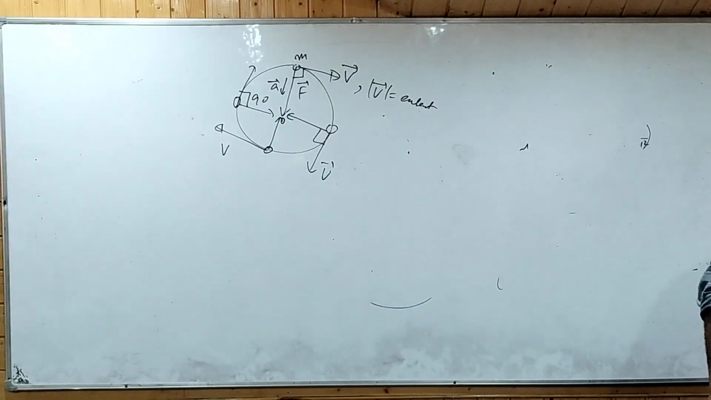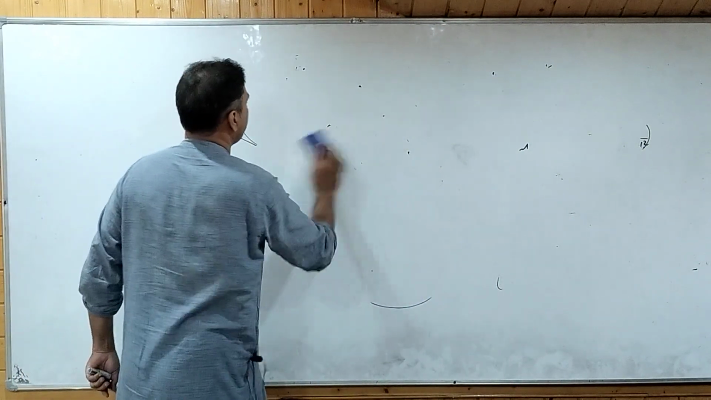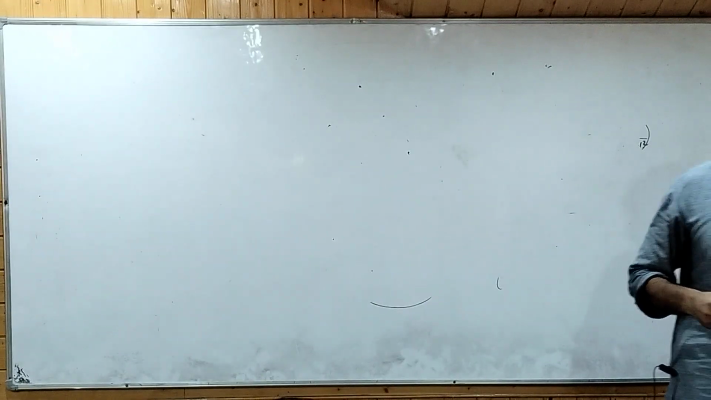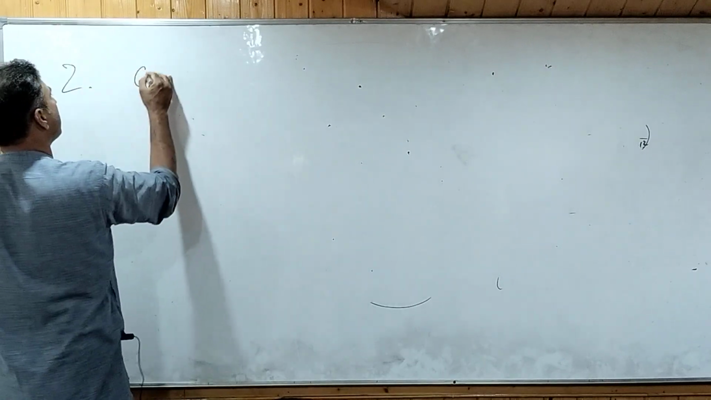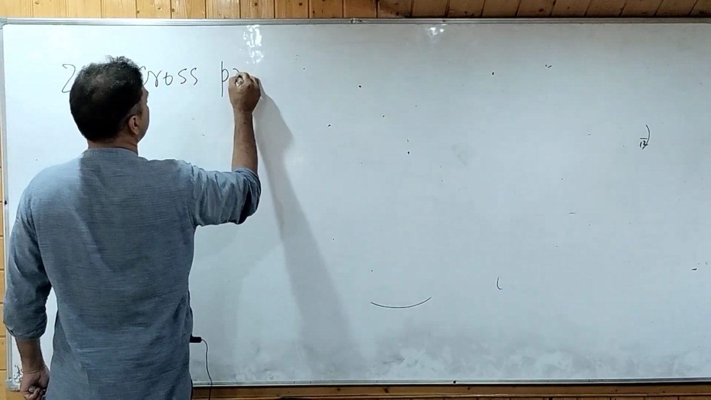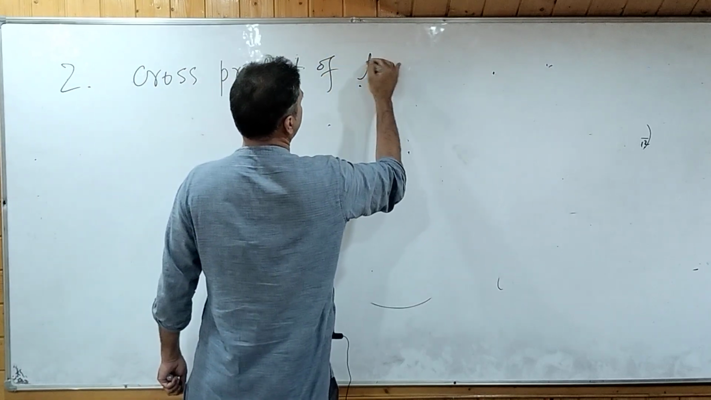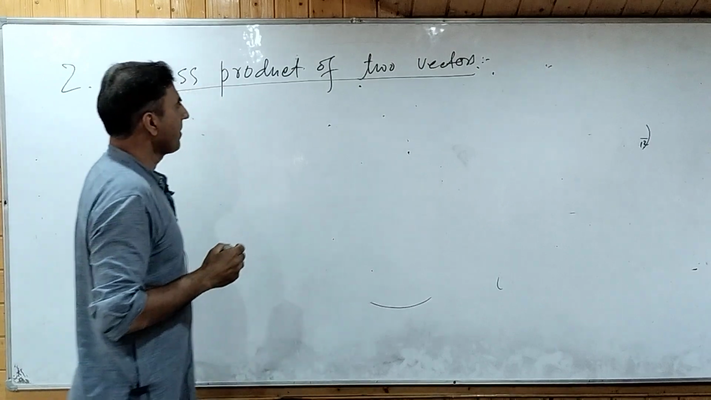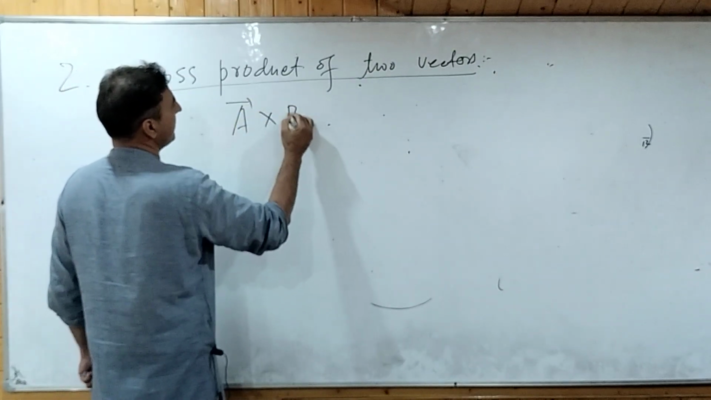Okay, now let me go to the cross product of two vectors. Point number second. Cross product of two vectors. Written like this, defined like this, A cross B.